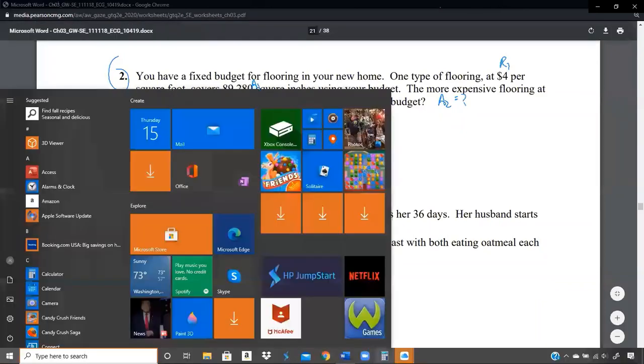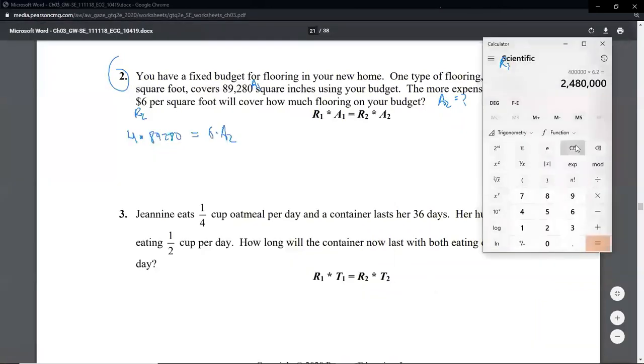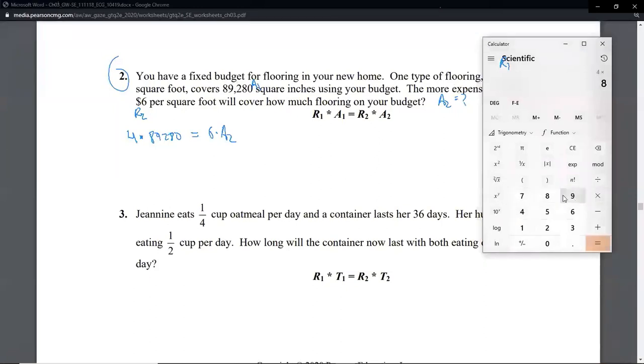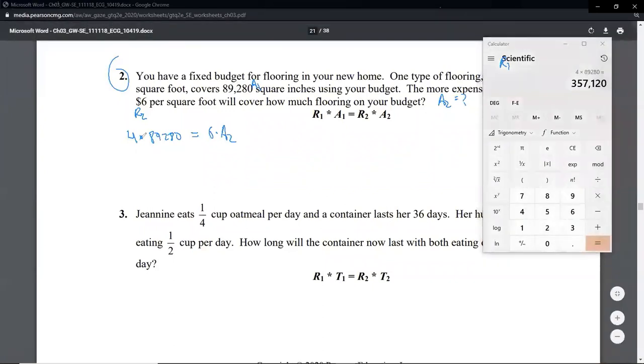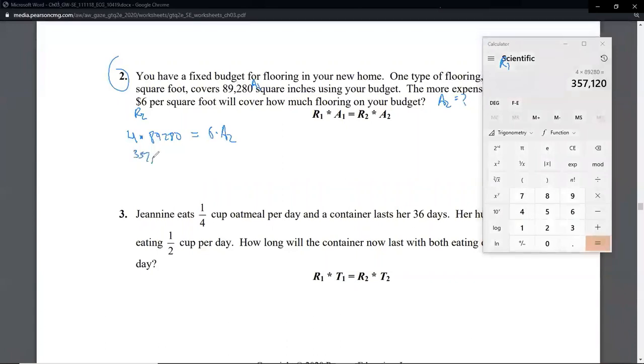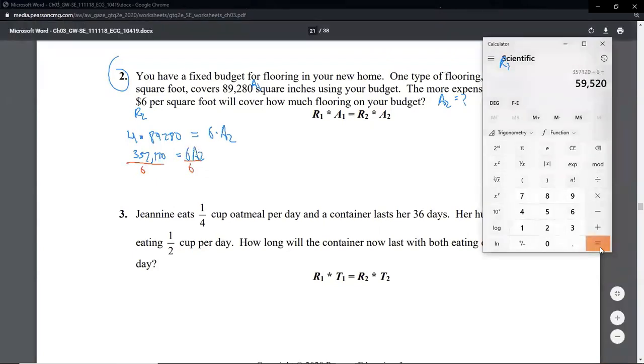I am going to pull out the calculator this time. Otherwise, you might not trust my numbers. So we're going to go 4 times 89,280. So that's the left side. That is going to be 357,120 equals 6 times A2. We're then going to divide both sides by 6. Divide by 6. Come off the annotate. And we get 59,520.